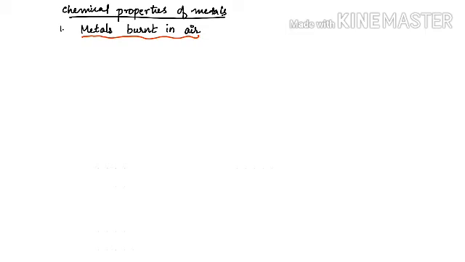The first chemical property that we are discussing today is what will happen when a metal burns in air. What will be the chemical reaction that takes place when a metal is burnt in air? Burning in air means the reaction of the metal with oxygen. This we have already discussed. So the metal is reacting with oxygen. Can you predict the product? When a metal reacts with oxygen, it will produce metal oxide.